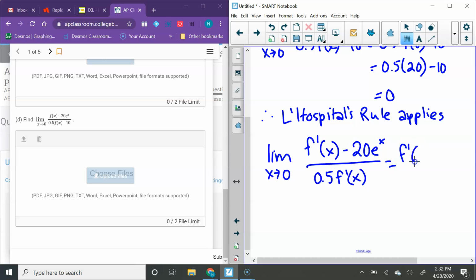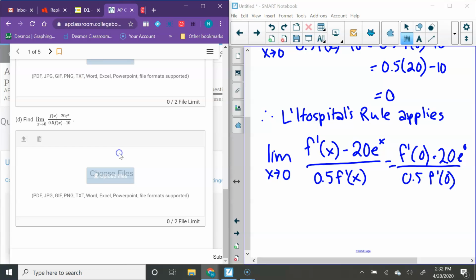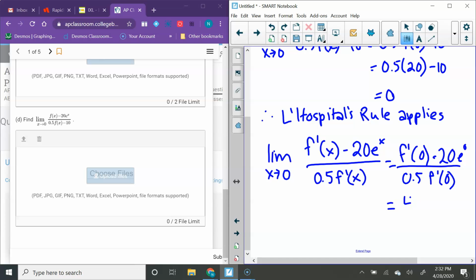So we've got f prime of 0 minus 20e to the 0 over 0.5 times f prime of 0. And the derivative at 0, we go up here, it was 4. So we've got 4 minus 20 over 0.5 times 4. And so that's going to give us negative 16 over 2. And so we will get negative 8 for that limit. So that's what you'll do for the first question.